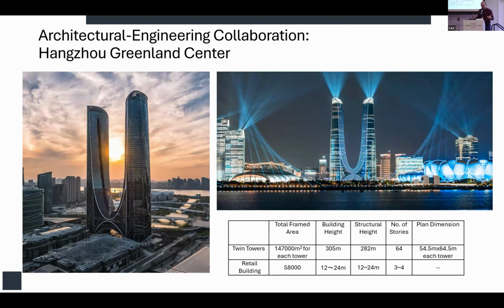I'll give a couple of examples. This is from my work at SOM, of form planning and optimization. This is really about architectural engineering collaboration. I think it's a good example of how that can happen well, okay?